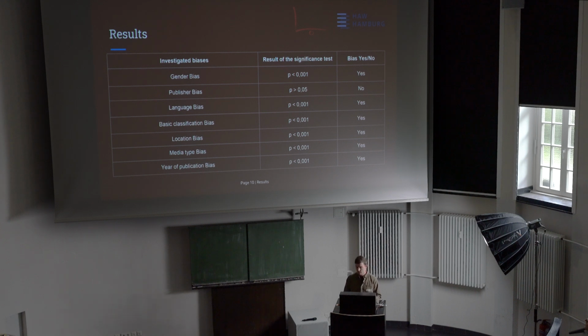As you can see, the most investigated biases, gender, language, basic classification, location, media type, and year of publication, are all biased. Only publisher bias was no bias, so there was no correlation between the size of the publisher and the ranking position.